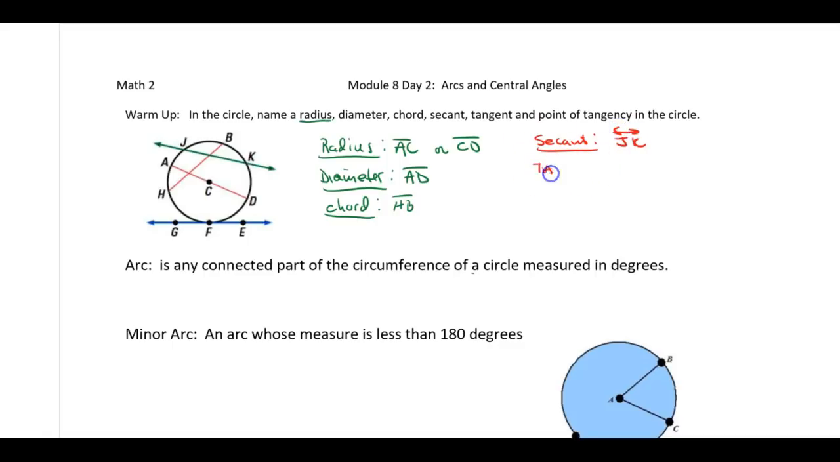A tangent line is GE. And the point of tangency is where the tangent line intersects the circle, which is at point F. So these are all the parts that we talked about yesterday, so make sure you know these.